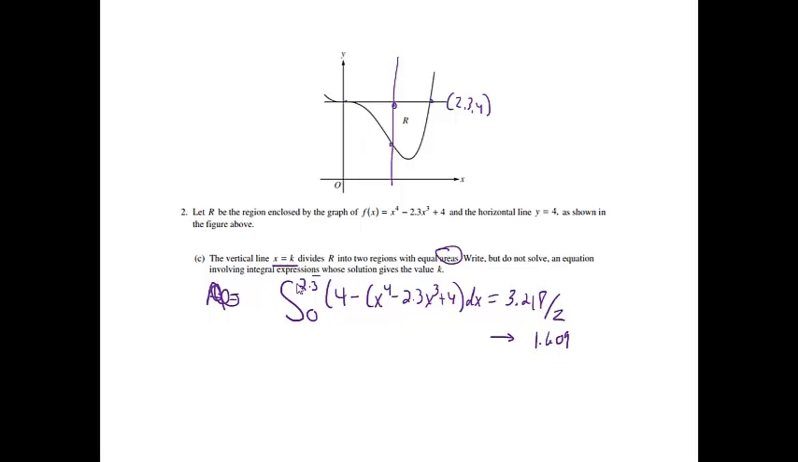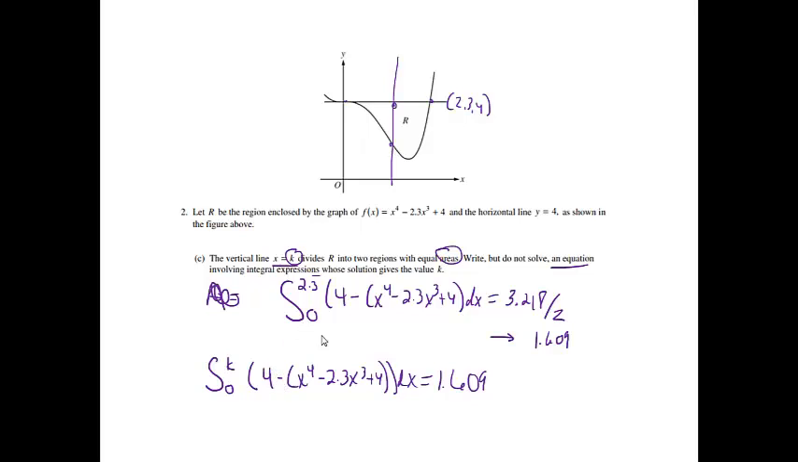So this time I don't want to go to 2.3, I only want to go to k this time. So my integral setup is going to be 0 to k of the top minus the bottom again. And I know that my answer has to equal 1.609. So I did write but did not solve my equation. So that's what we're looking for.